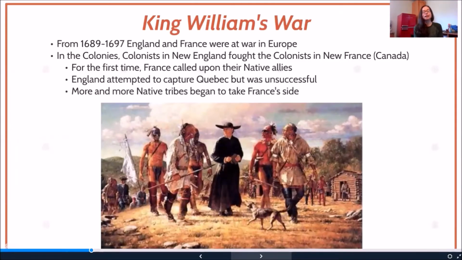From 1689 to 1697, England and France were at war over in Europe. In the colonies, colonists in New England fought the colonists in New France, which was Canada. For the first time, France called upon their native allies, and England attempted to capture Quebec, but was unsuccessful. More and more native tribes began to take France's side during King William's War.